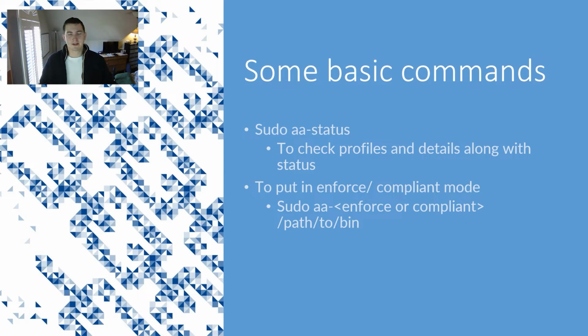So next up, we got some basic commands for AppArmor. You got the sudo aa-status, which is going to be able to check all the profiles along with details and the status of those profiles that you put in. And then we also have enforce and complain mode, which you can use with sudo aa-enforce, or aa-complain, and then the path to the bin.